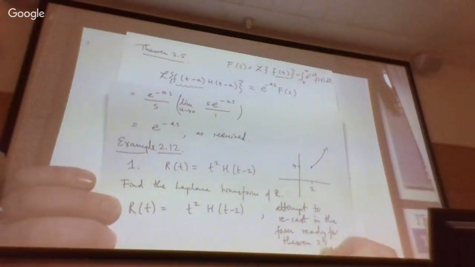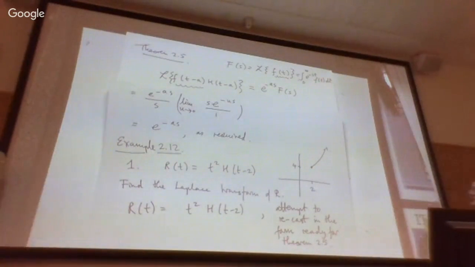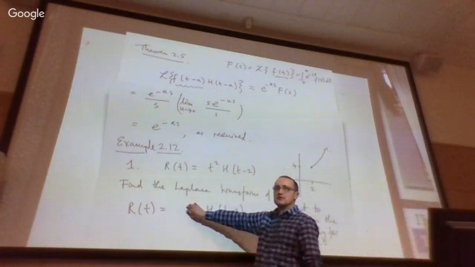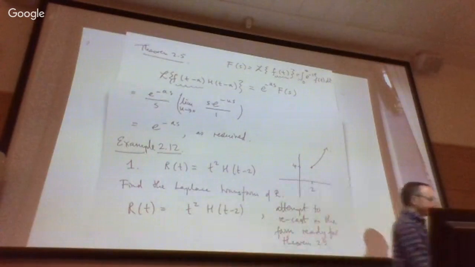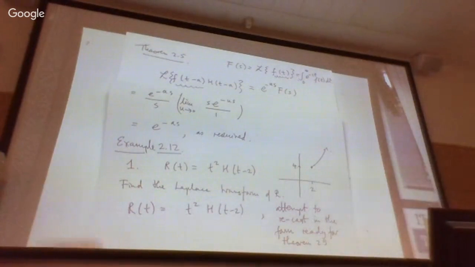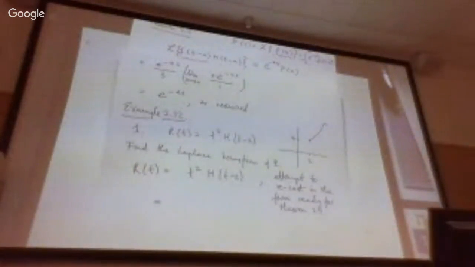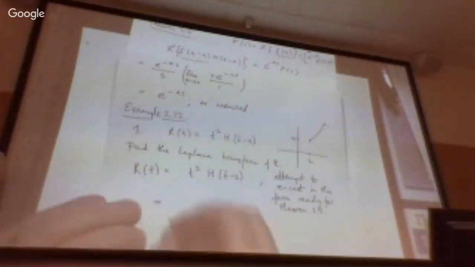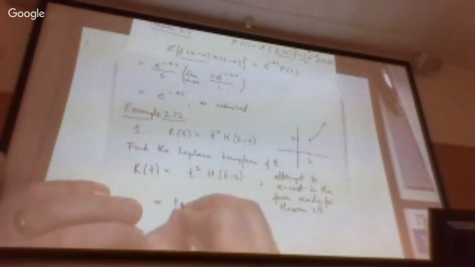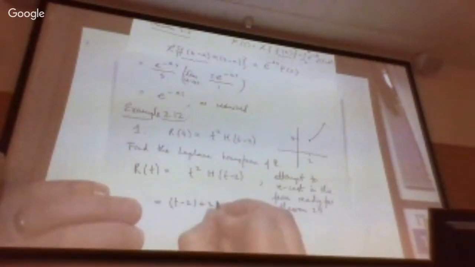It's not ready for theorem 2.5 at the moment because it's not a function of t minus 2 at the front. It's a function of t squared. But without too much difficulty, we can reimagine it so that it is a function of t minus 2. What you do is take the value t minus 2, and you add 2 to it, and then you square it.